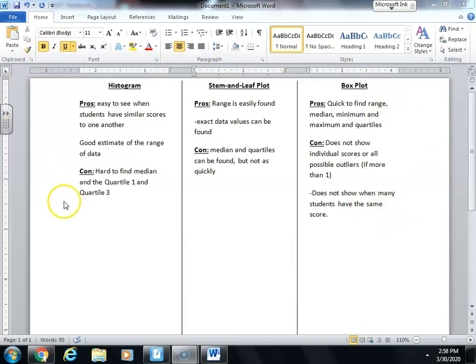So each of these has its advantages and disadvantages, its pros and its cons. You need to become acclimated with them and decide through practice and usage which ones are going to give you the biggest bang for your buck for the type of question you're doing.